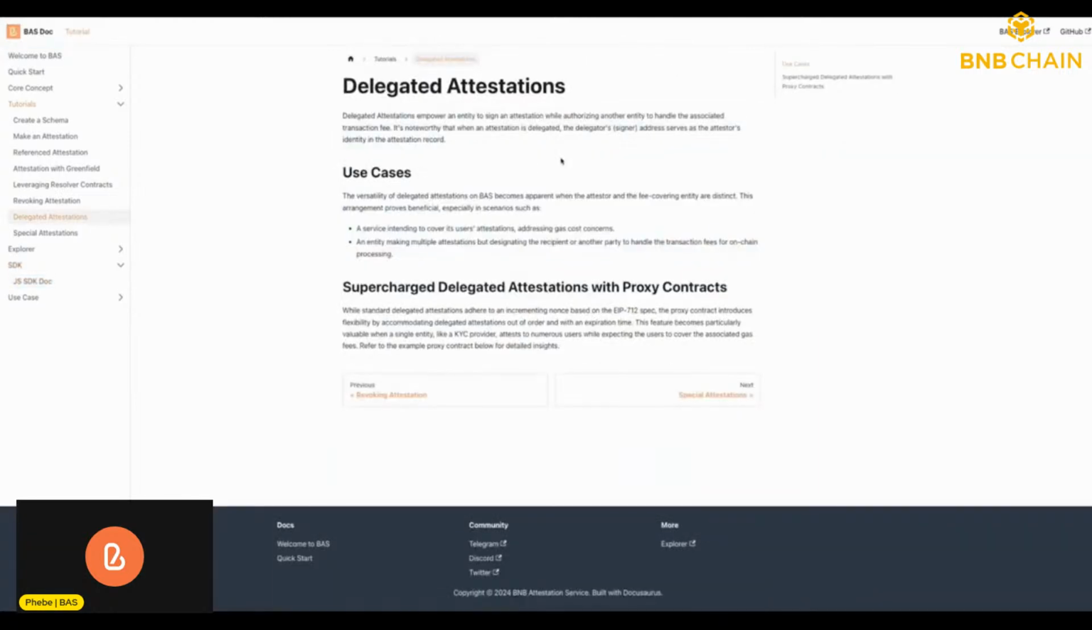Additionally, I want to emphasize that I strongly recommend developers understand the mechanism of delegate attestations. This could be a common pattern for business development using BAS, especially in scenarios where users need to pay gas fees. In such cases, the project party only issues the attestation, and the user is responsible for submitting it to the blockchain.